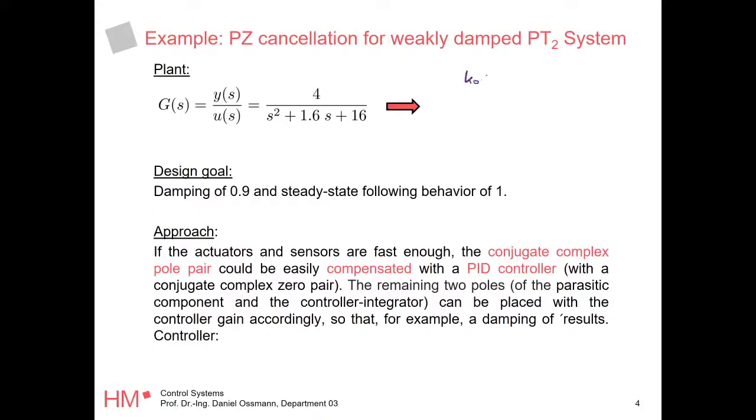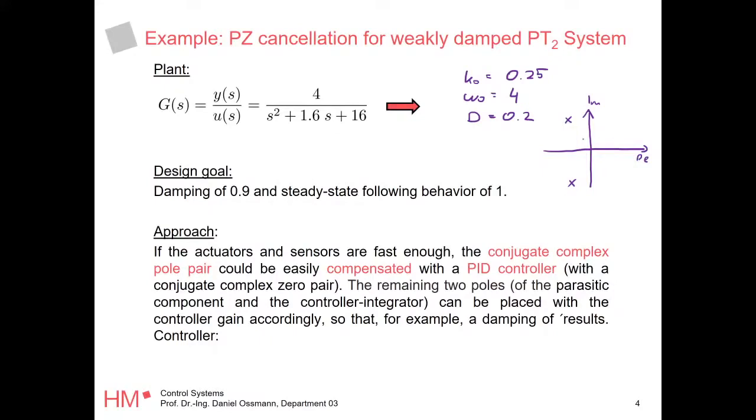We have a static gain of 0.25. We have an eigenfrequency of square root of 16, which is equal to 4, and we have a damping of 1.6 divided by 2 over 4, which is equal to 0.2, right? So we definitely know this system kind of in the pole zero map looks like this. So it is very lightly damped. So it is oscillating. It is stable.